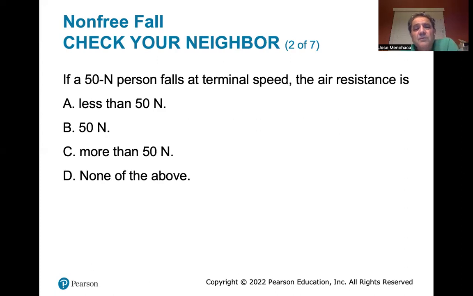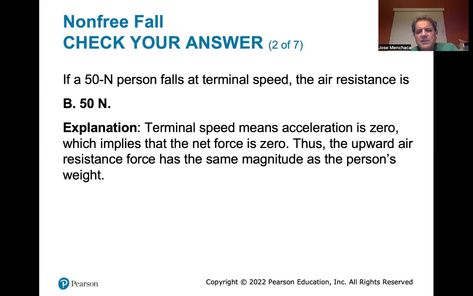Okay, if a 50 Newton person falls at terminal speed, the air resistance is less than 50 newtons, 50 newtons, more than 50 newtons, or none of the above. The key point here is terminal speed means that he's not accelerating any longer. He's reached his final speed. If that's the case, then the sum of the forces equals 0. And if he's 50 newtons, then the air resistance has to be exactly 50 newtons, and that's B. Terminal speed means acceleration is 0, which implies that the net force is 0. Thus, the upward air resistance force has the same magnitude as the person's weight.